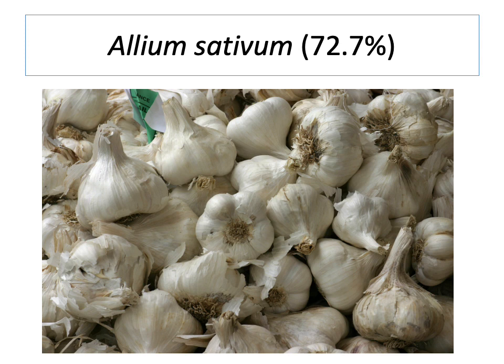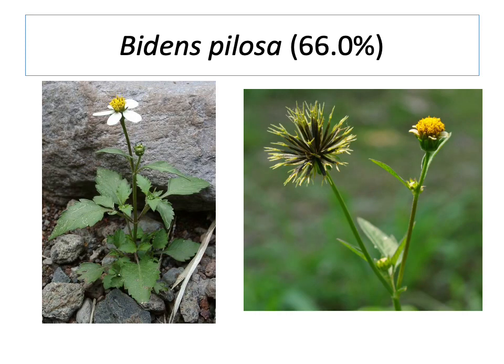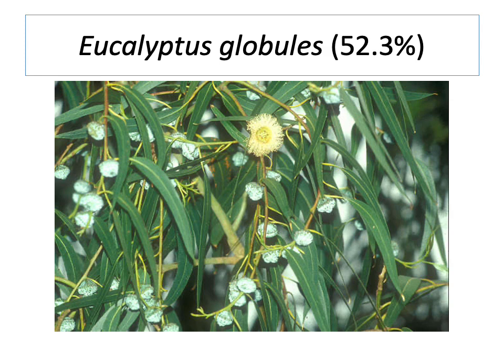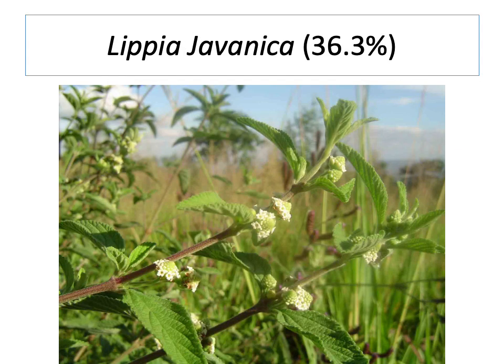From the study by Mujiti and colleagues, Allium sativum was right at the top, that's garlic, accounting for 72.7%. And then close to it was Bidens pilosa, which is used quite extensively in local traditional medical practice, 66% of the patients admitting to using Bidens pilosa. And then we had the Eucalyptus globulus accounting for 52.3%, and Lippia javanica, about 36.3% of the patients said that they were taking the plant.